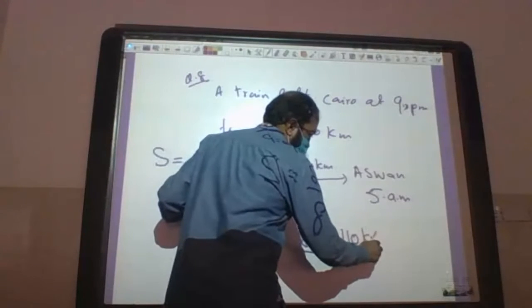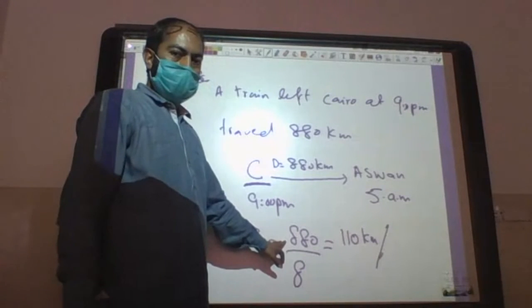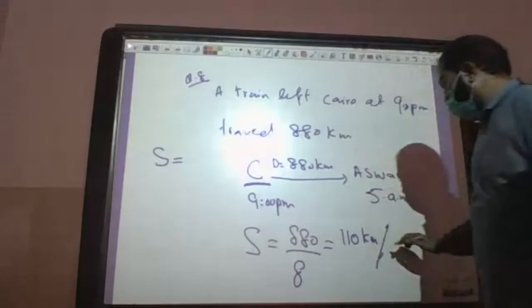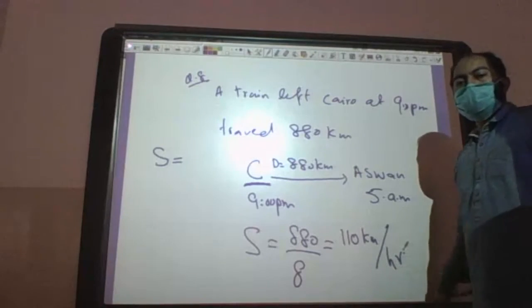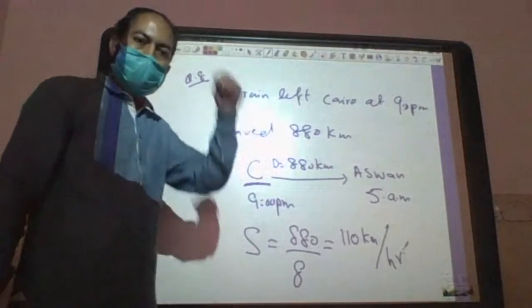So 880 divided by 8 is 110 kilometers. We are going to find the speed, so 110 kilometers per hour. Clear? Did you get it? Yes, sir.